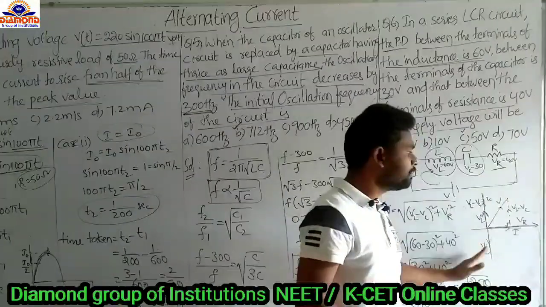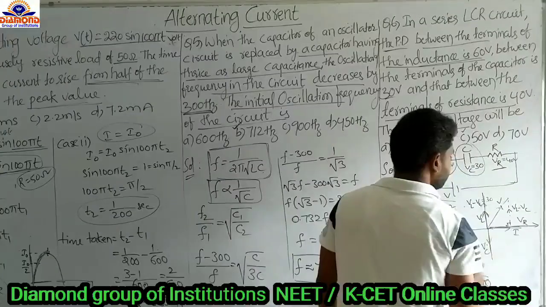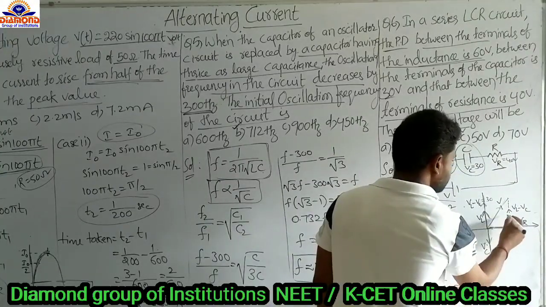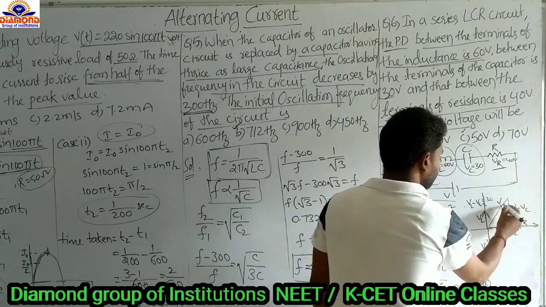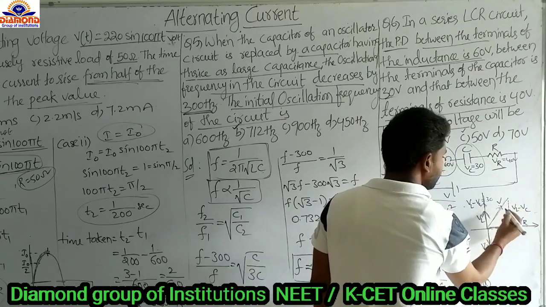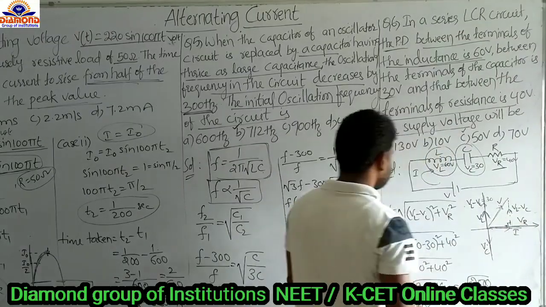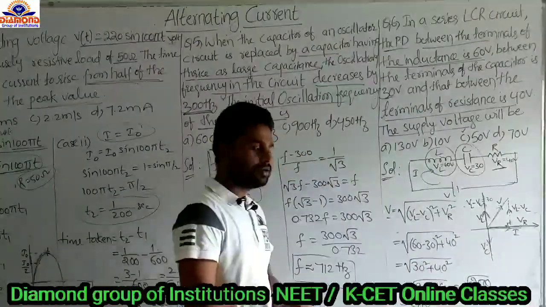We have to find the resultant of these. The resultant is in this direction, V. Now draw the perpendicular. This is VL minus VC, and this is VR. From the right angle triangle, hypotenuse square equals base square plus height square. So V equals the square root of (VL minus VC) whole square plus VR square. Already we know this.